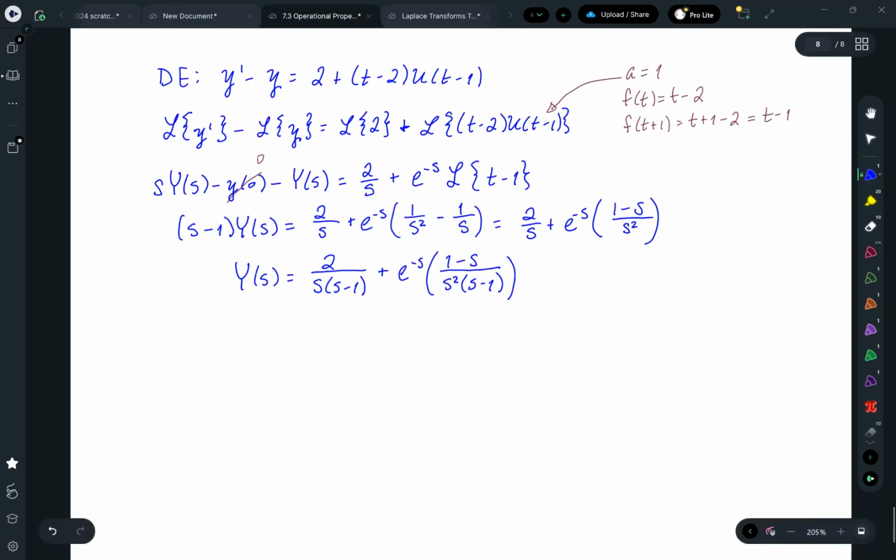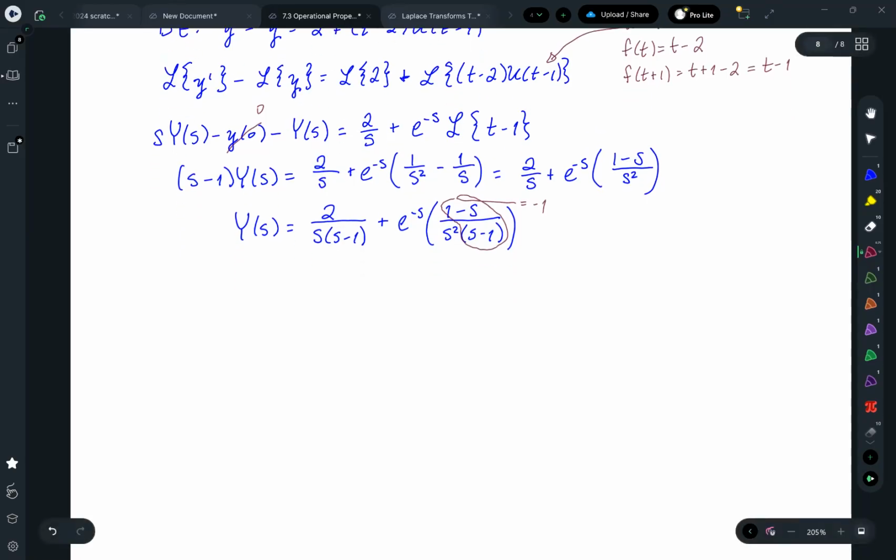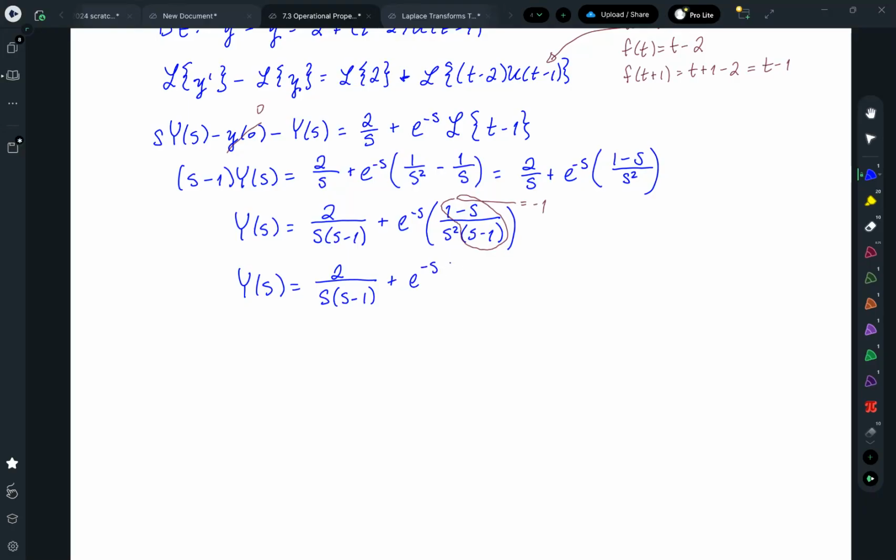Now what you have to recognize is when you have common factors between the numerator and the denominator. (1 minus s) over (s minus 1) is equal to negative 1, because 1 minus s is the negative of s minus 1. Okay, so I'm going to rewrite one more time. Y of s is equal to 2 over s times (s minus 1) plus e to the minus s times negative 1 over s squared.